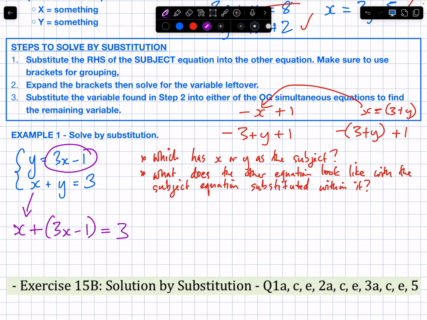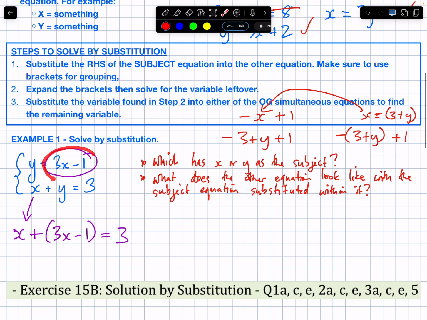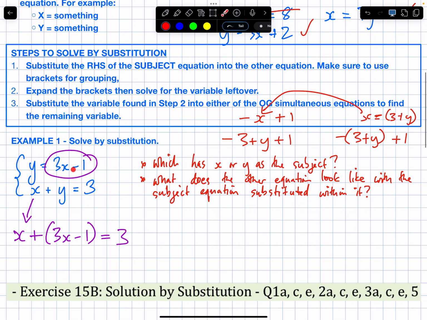Okay? So what is solving by substitution? You are substituting the top equation into the bottom one. If this top one said x is equal to something, I would plug it in here. But what does the top one say? y equals something. So I'm plugging the 3x take 1 into y.